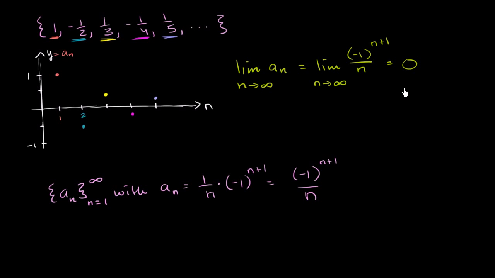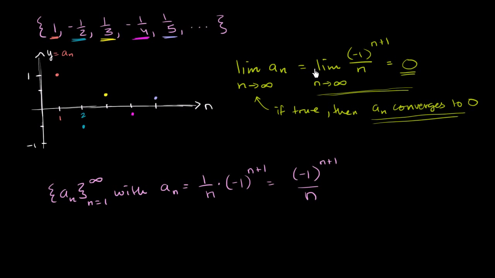Now, I have not proved this to you yet. I am just claiming that this is true. But if this is true, let me write this down. If the limit of a sub n as n approaches infinity is 0, then we can say that a sub n converges to 0. That's another way of saying this right over here.